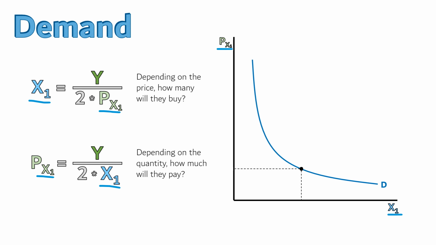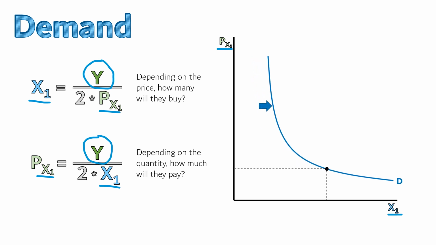But if we change any variable not represented on the axes of the graph, we do need to shift our curve. An increase in income shifts the entire demand curve to the right to reflect the fact that the consumer will now buy more X1 at every price.